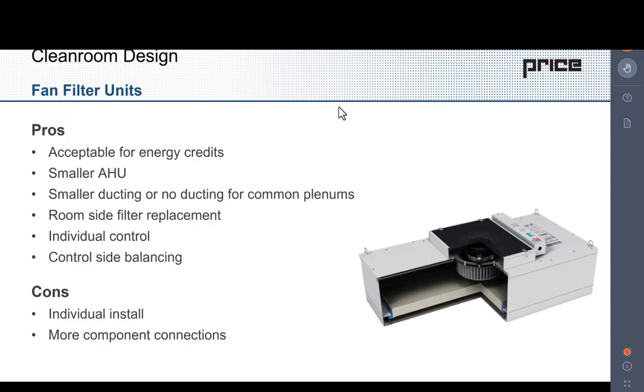Effectively, you can design your air handler to only cover your latent sensible heating and cooling loads and your fresh air requirements. And then the fan filter unit does all of the required recirculation in that space to get you up to your required air changes per hour. With these fan filter units and the laminar flow diffusers, you can have the room side filter replacement, which can be very beneficial. It's the quickest way to change filters in this market. And finally, you can provide individual control and control side balancing.